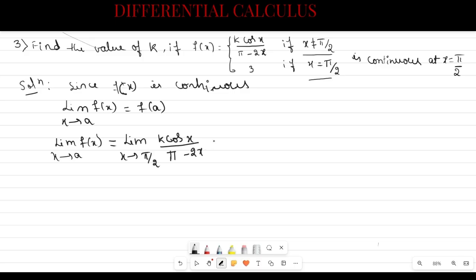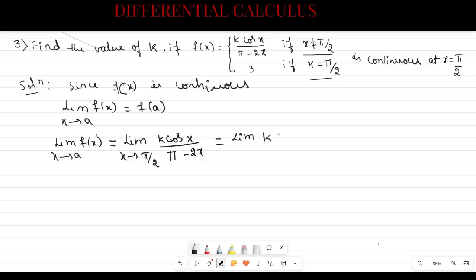See, directly if you apply the limit, what will you get? You will get k into cos of pi by 2, which is 0. In the denominator, if you put pi by 2 in the place of x, the 2 gets cancelled, pi minus pi, which is 0. You are getting 0 by 0. Actually you are not supposed to get 0 by 0 in limits, so we must do some simplification here. What simplification can we do?